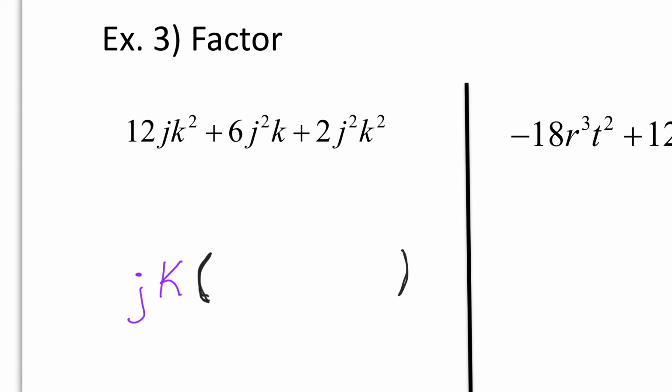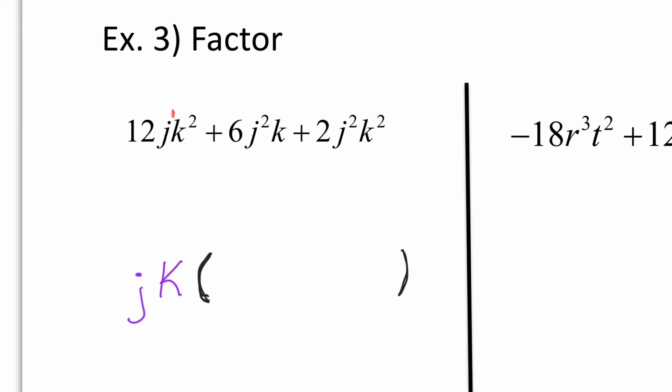But now we need to know what exponent we need. So let's look at the j's first. I need to know what exponent the j has to have. So this one has a j to the first power, j squared, and j squared. So the lowest exponent is 1. Let me just put a 1 right there so you guys know that that's the lowest exponent. So j to the first power is going to be outside. Do we need this 1? No, I'm just going to erase it. We don't need it, but it is going to be a j.